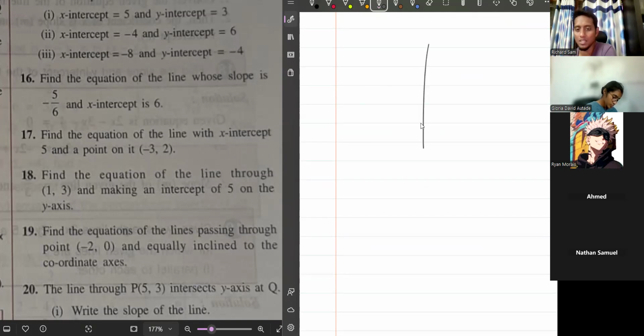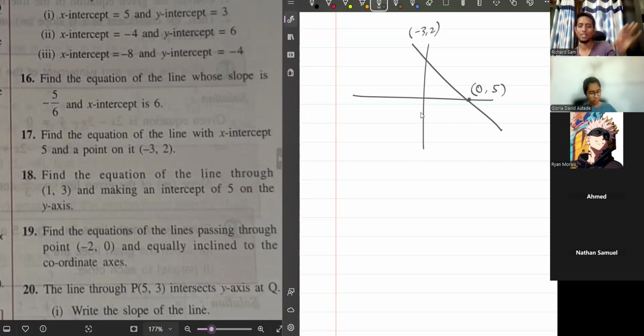That means the line touches the x-axis at 5. The line is something like this. The x coordinate will be 5 for this point and y will be 0 because it touches the x-intercept 5. Understand? So this point is 5, 0. So we have a point. So we have 2 points now, 5, 0, and the other point is -3, 2. Even though they did not give the point directly, indirectly we could find the point by understanding the x-intercept.